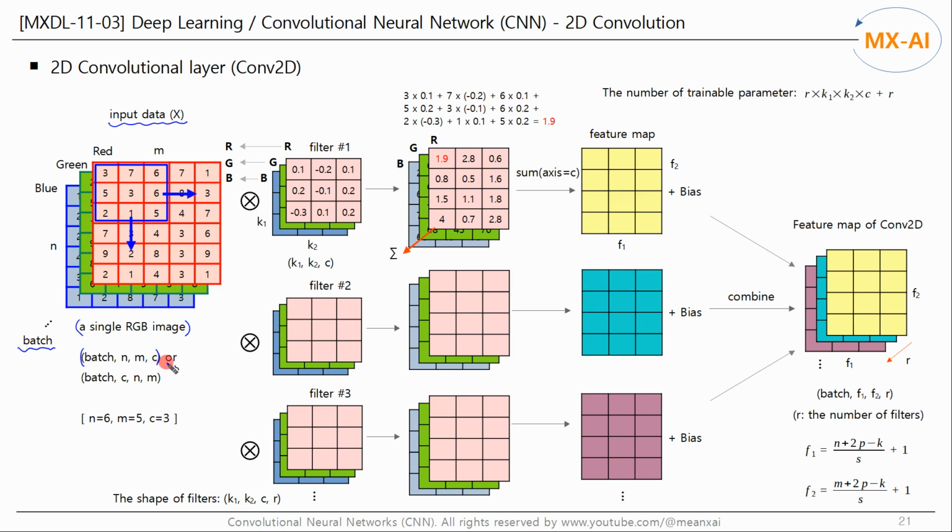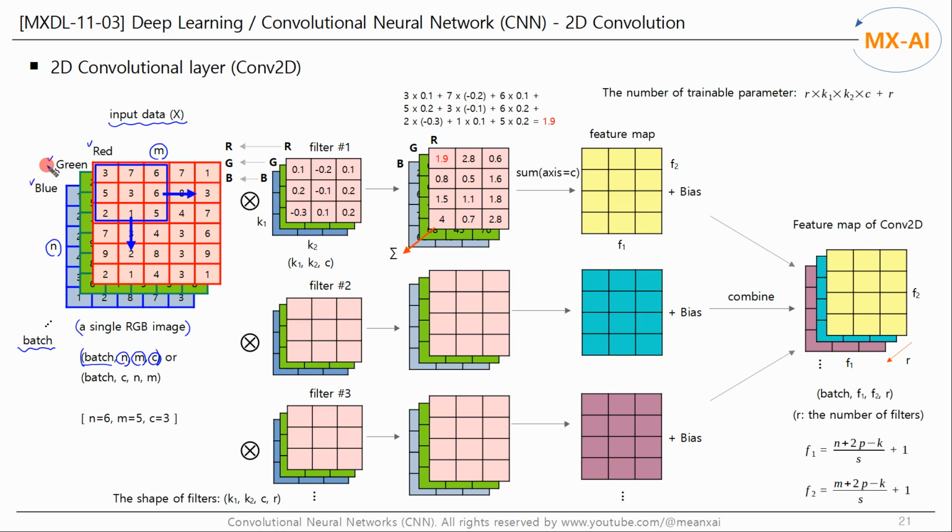In CNNs, it's very important to understand the shape of the input and output arrays. The first dimension is the batch size of the input data. The second dimension is the number of rows of an RGB image, N. The third dimension is the number of columns of an RGB image, M. The last dimension is the number of color channels, C. C in an RGB image is 3: red, green, and blue.